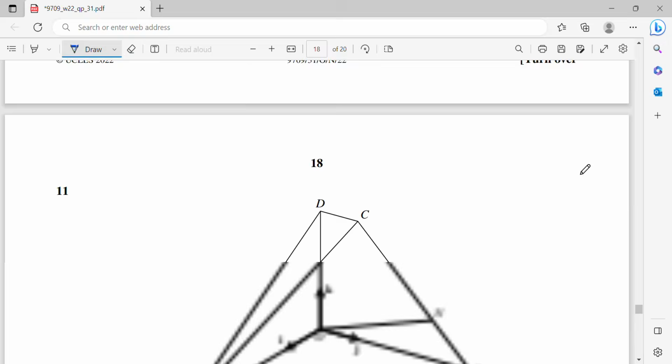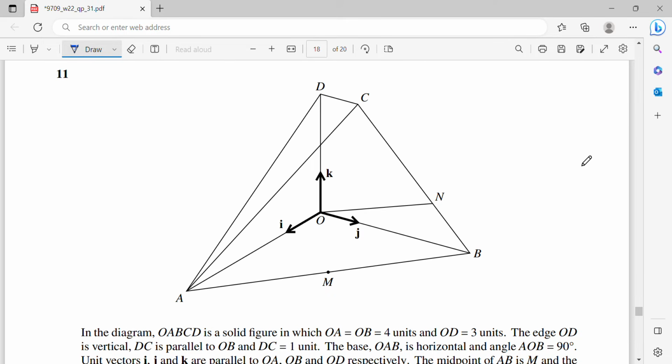Okay, now, number 11, you are given a diagram. OABCD is a solid figure in which OA equals OB equals 4. That means here is 4, here is 4. Now, OD is 3. This is 3 units. OD is vertical. BC is parallel to OB. BC is here, parallel to OB. That means it's in the J direction. And the DC is 1.